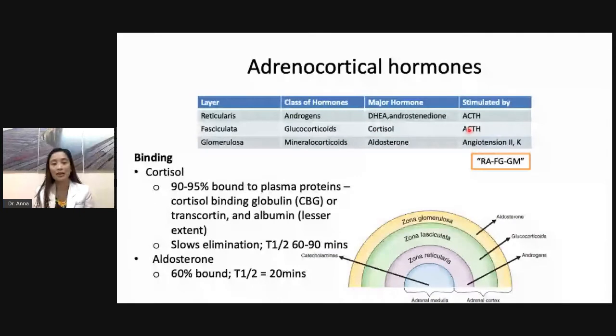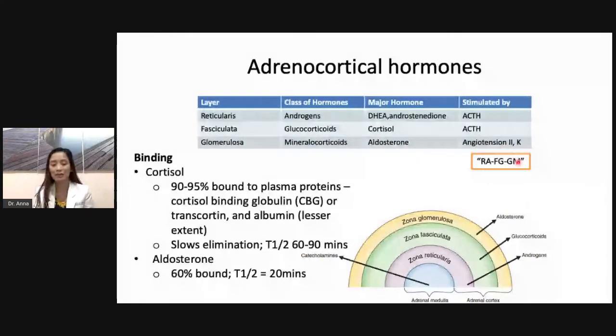Then finally, you have your zona glomerulosa, the outermost layer of your adrenal cortex. The predominant class of hormones secreted here are your mineralocorticoids, and the major mineralocorticoid hormone is aldosterone. Unlike your androgens and glucocorticoids, your mineralocorticoids are predominantly controlled or stimulated by your angiotensin 2. Sorry, that's a typographical error. Your angiotensin 2 and your potassium.